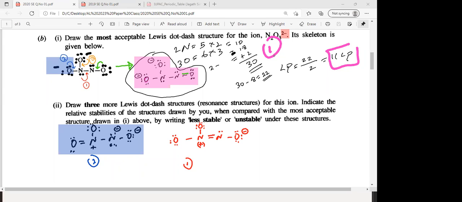Third one, the other oxygen will make the double bond here. And there will be a plus charge on this.